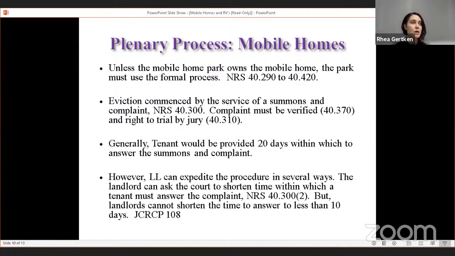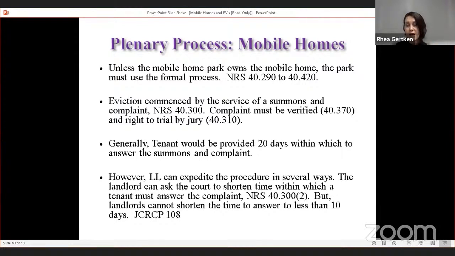The complaint has to be verified, and you do have a right to request a jury trial. You would generally be provided with 20 days, although the park can ask that be shortened, but it cannot be shortened to less than 10 days. So generally speaking, be prepared to answer. In order to answer, you would generally file something in court.